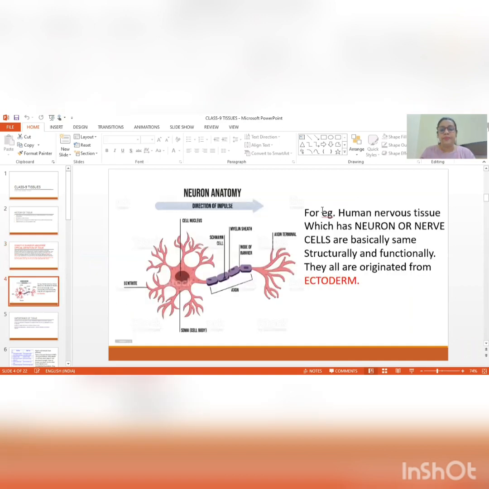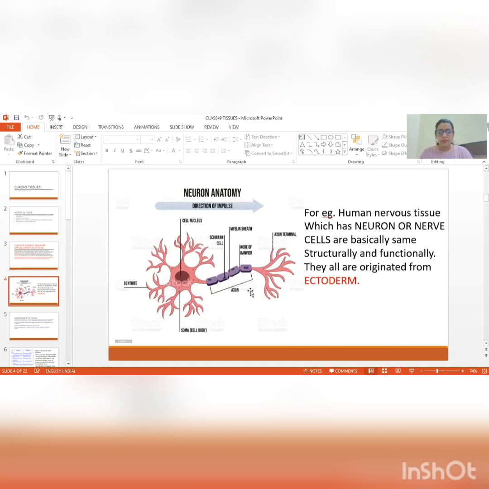Now, here you can see the neuron anatomy. Neuron means the human nervous cell, which is the basic unit of human nervous tissue. They all are basically the same structurally and functionally, and they all originated from the ectoderm. Neuron anatomy is somewhat analogous to the branches and the trunk of a tree. Dendrites form the branches part of a tree, and the axon resembles the trunk part of the tree.